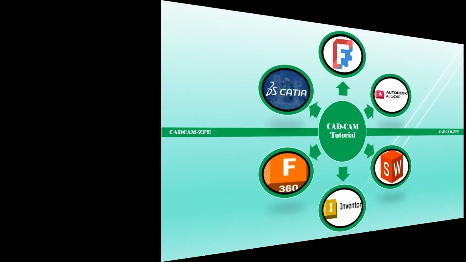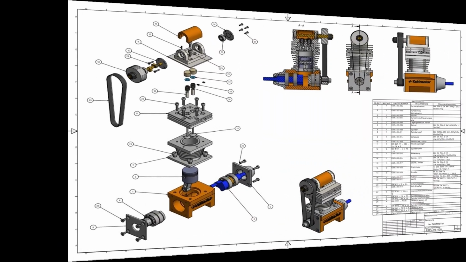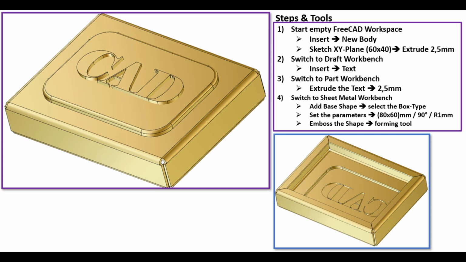Today I will show you how to create a 3D sheet metal part with the help of FreeCAD Part Design, Draft Part, and Sheet Metal Workbenches. The tools that I used to create this sheet metal part are Extrude, Text, Add Base Shape, and Make Forming in Wall. Here you find the steps and the tools that I used to create this folded and embossed sheet metal part.